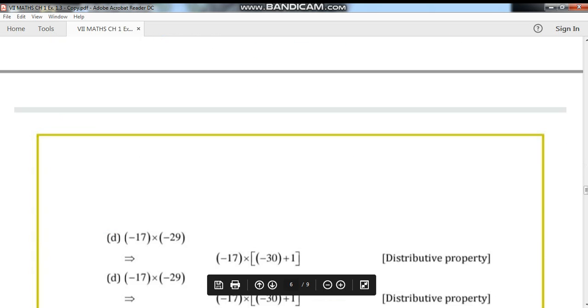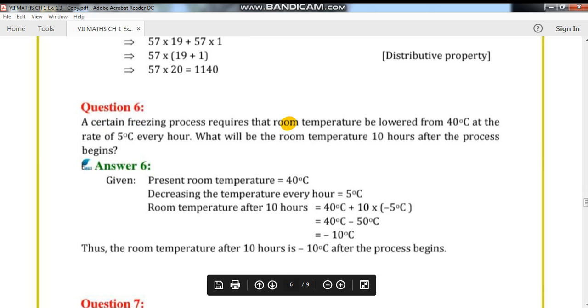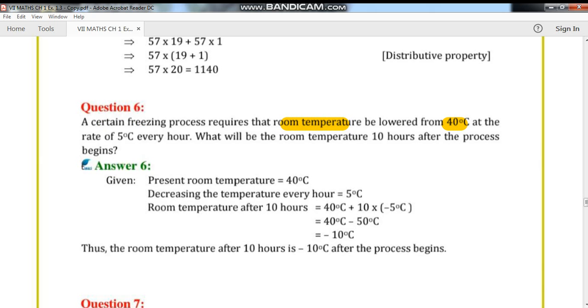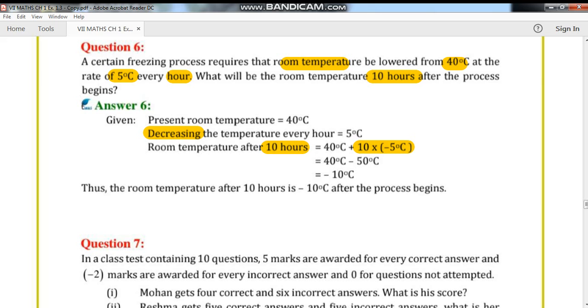Coming to question number 6. It is telling us that the present room temperature was 40 degrees and it was decreasing 5 degrees every hour, and we have to find out what will be the temperature after 10 hours. So in order to find out the temperature after 10 hours, we will do first of all the multiplication of 10 with minus 5. Why we have taken minus? Because it is telling that the temperature is getting decreased. That's why we have taken the negative number.